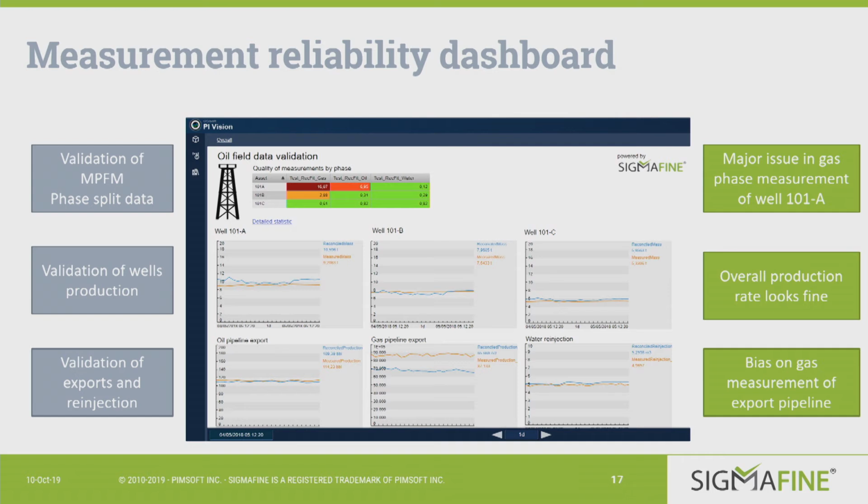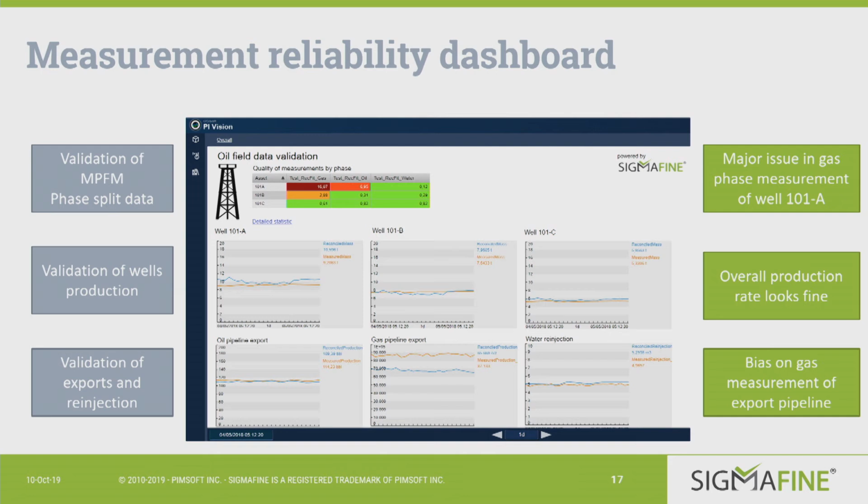In the end, in this case we deployed a PI Vision dashboard to show the data quality indicators of Sigmafine applied phase by phase to the different wells productions. And we have this matrix with colors. The higher the correction, so these numbers are a high-dimensional representation of the correction applied by Sigmafine. The higher the number, the less accurate was the initial measurement. And for example, in this case, the measurement of the gas phase coming from well number A was quite bad, and it has been marked in red.